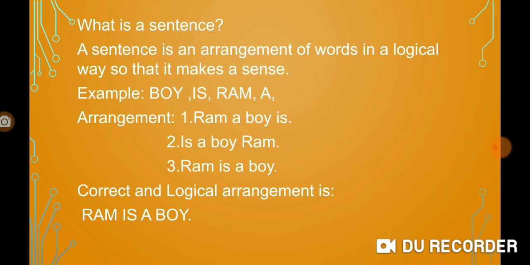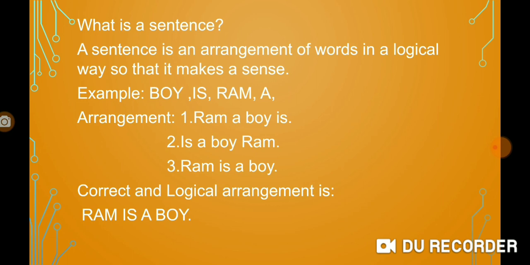Here goes an example for you. I have taken a very simple example so that you can easily understand how the words are being arranged and what the logical arrangement is to make sense. The words that I have chosen here are boy, is, Ram, a. Here I have chosen four words. Let us see how these four words can be arranged in different ways. First one: Ram, a boy, is.